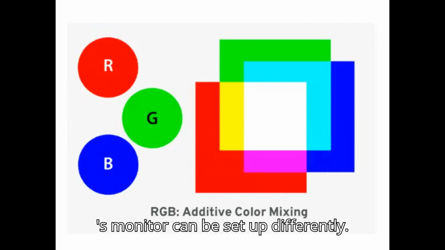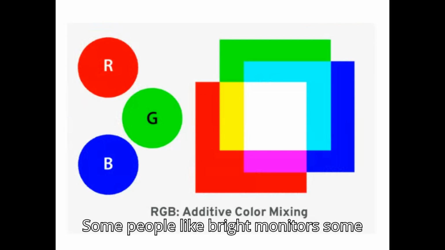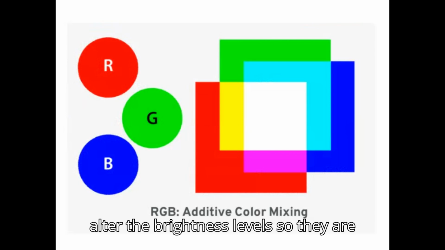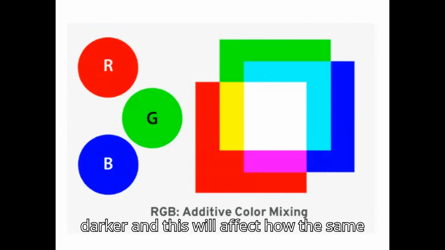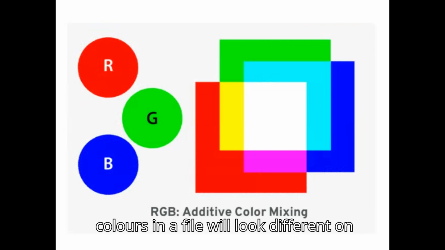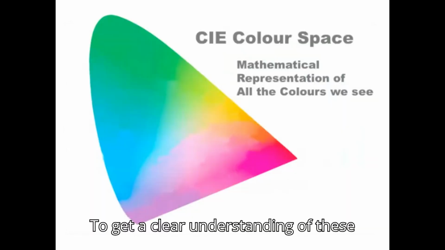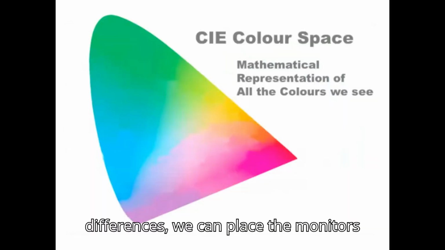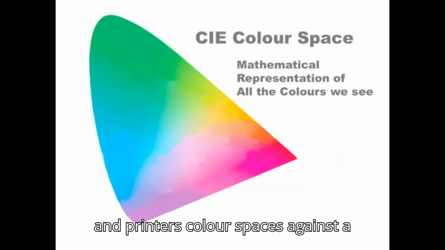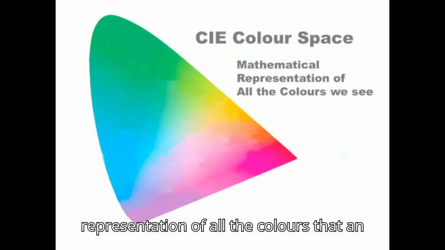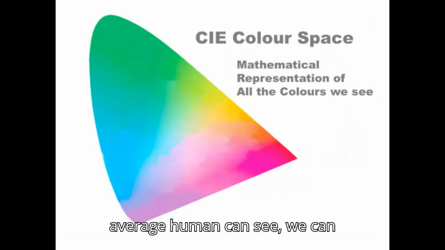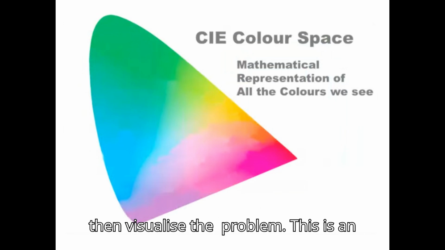Also, each person's monitor can be set up differently. Some people like bright monitors, some alter the brightness levels so they are darker, and this will affect how the same colours in the file will look different on different monitors. To get a clear understanding of these differences, we can place the monitors' and printers' colour spaces against a representation of all the colours that an average human can see. We can then visualize the problem.